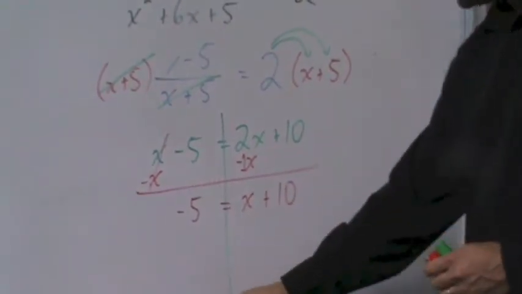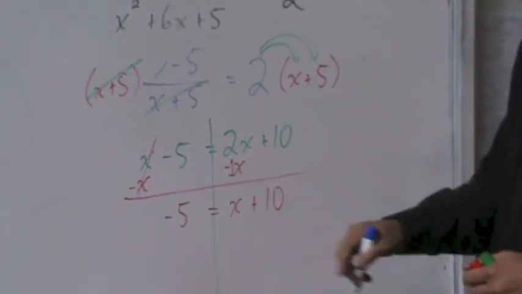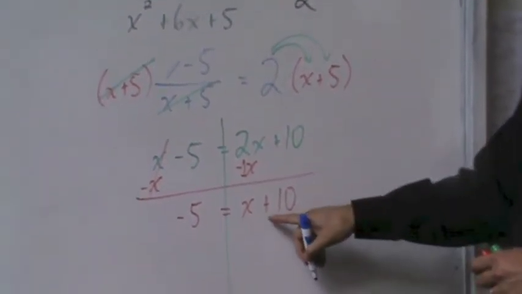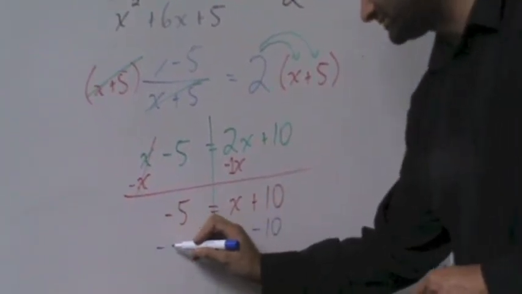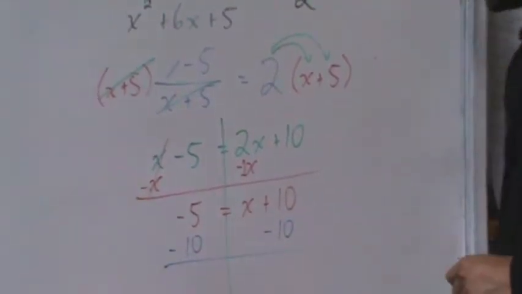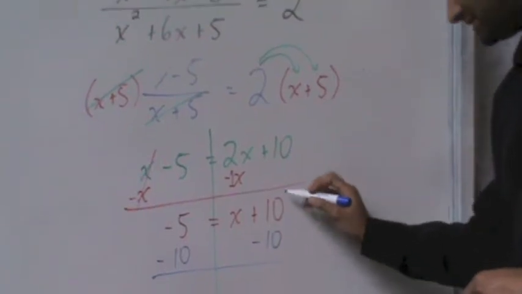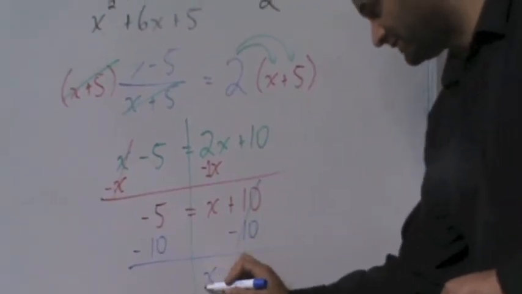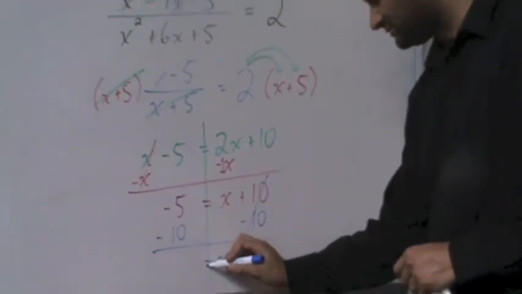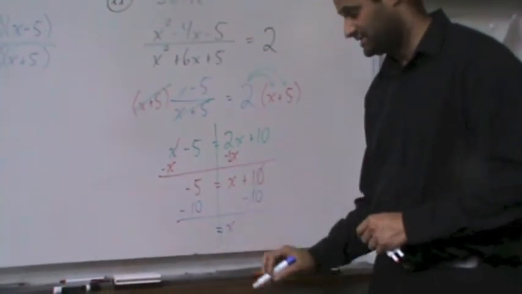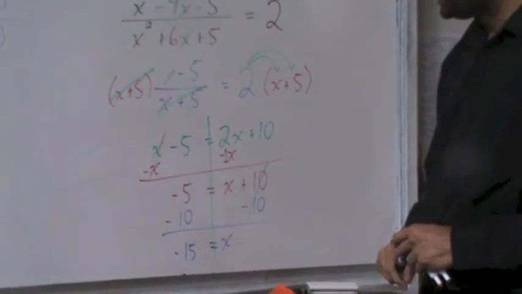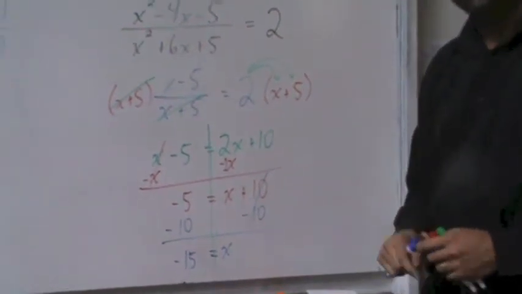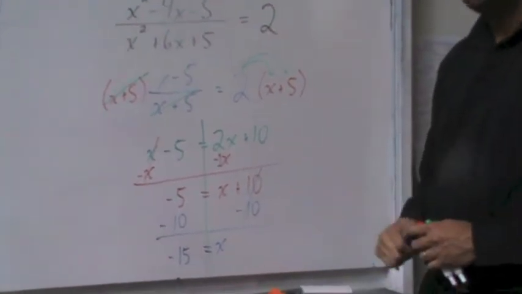Plus 10. Almost done. To have the x by itself, we need to get rid of this plus 10. So we subtract 10 from both sides. Plus 10 and minus 10 cancel. That leaves you with your x. And negative 5 minus 10 is negative 15. And getting to that part will get you excellence on this question.